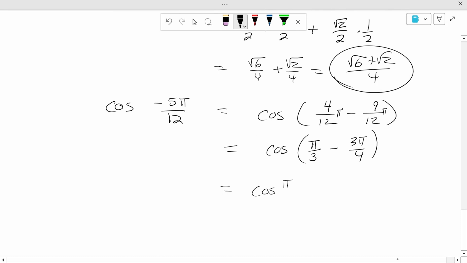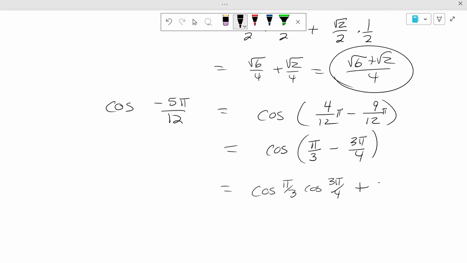So it's cosine of pi over 3, cosine of 3 pi over 4, plus sine of pi over 3, sine of 3 pi over 4 from your note card. That's cosine of A minus B is cosine of A, cosine of B, plus sine of A, sine of B. Okay, cosine of pi over 3, 1/2. Cosine of 3 pi over 4, negative square root of 2 over 2. The negative is important there.